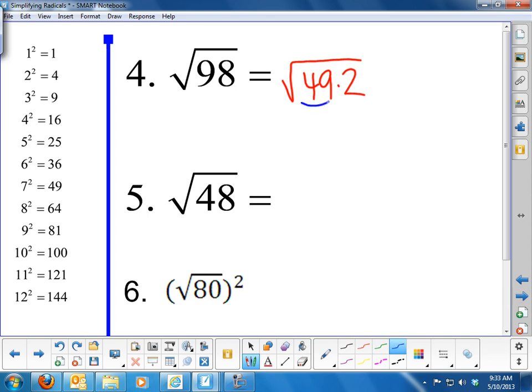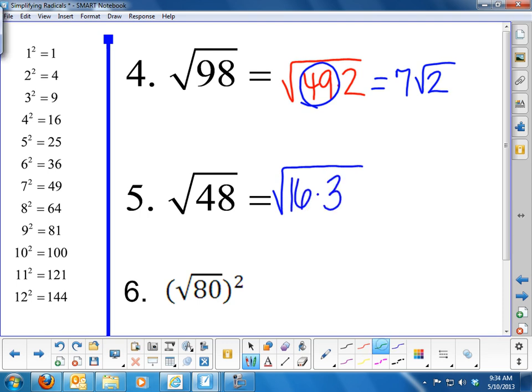49 is my perfect square. I'm going to circle that. I'm going to take the square root of 49 to get 7, and I'm going to leave my 2 in the square root symbol. When I do the square root of 48, I know that the largest perfect square is 16. 16 times 3. I'm going to circle my perfect square. The square root of 16 is 4, so I take it outside my square root symbol, and there's my answer.